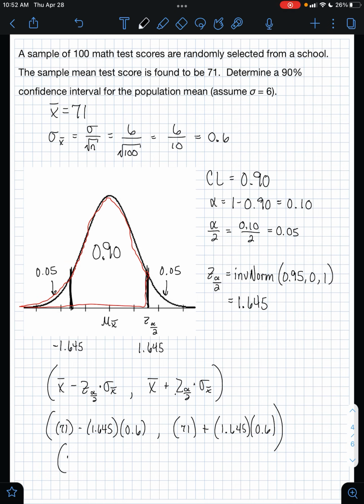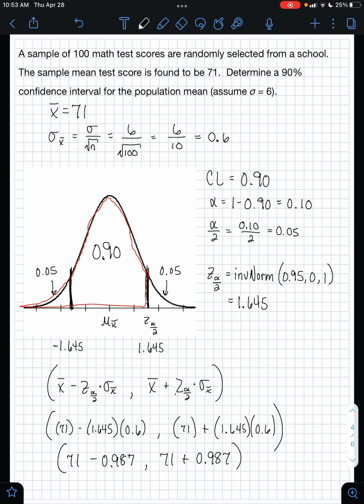So what we get here is 71 minus 0.987 and 71 plus 0.987. 0.987 then is known as our margin of error. It's a way of saying, hey, we got 71, but for a 90% confidence level, we have to acknowledge that we could be off by a certain amount. And the amount that we could be off by is 0.987 in either direction.